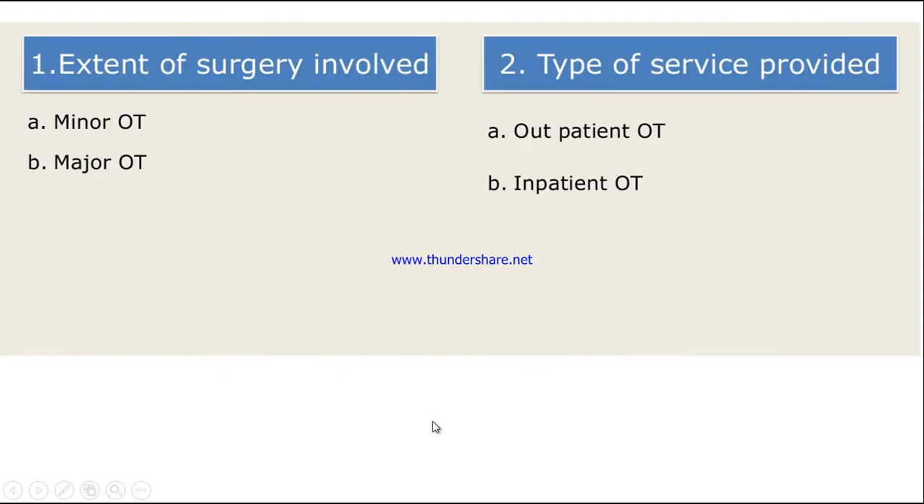So number 1 is extent of surgery. These are the classifications of OT. So number 1 is based on the extent of surgery involved. It can be minor OT or it can be major OT. All the minor cases can be done in minor OT, whereas the major cases like brain surgery or any surgery of the bones, orthopedic surgery, all these should be done in major OT. Next, type of service provided, okay, outpatient OT or inpatient OT.